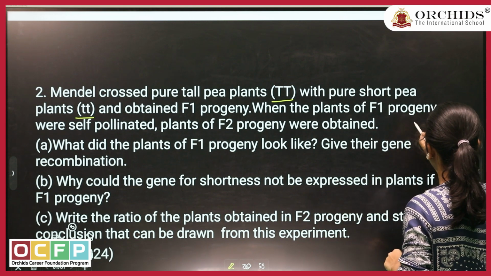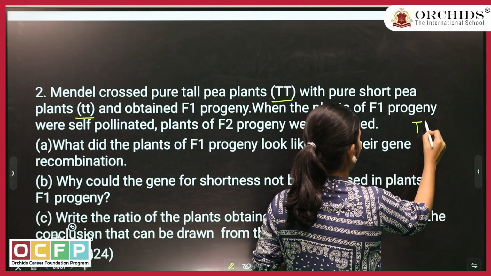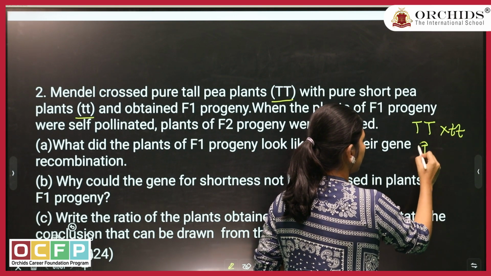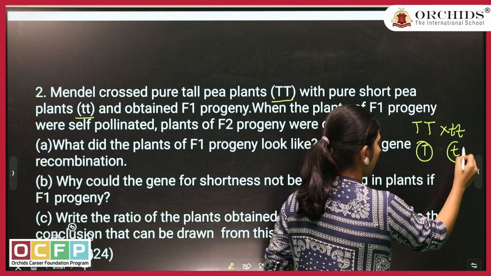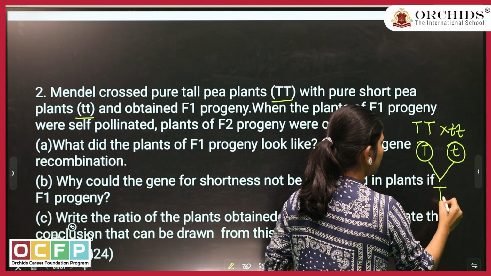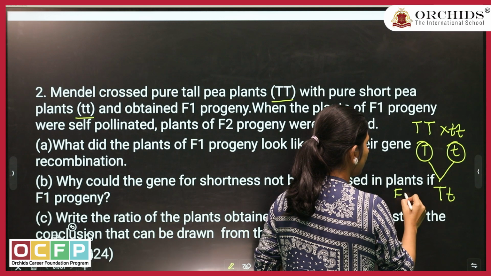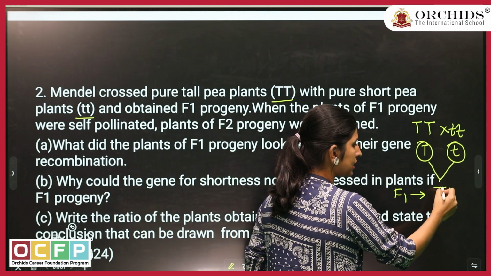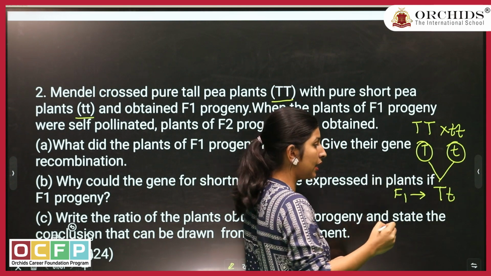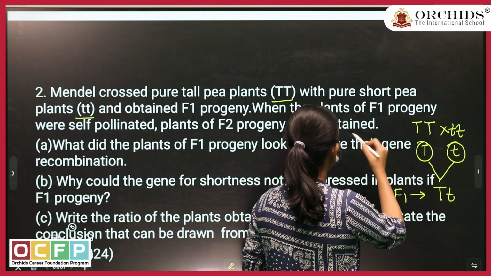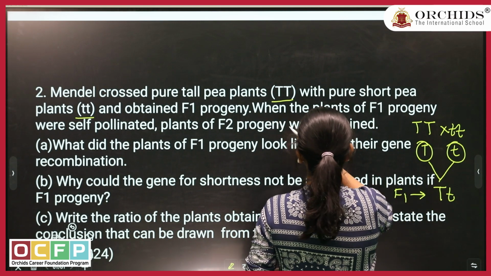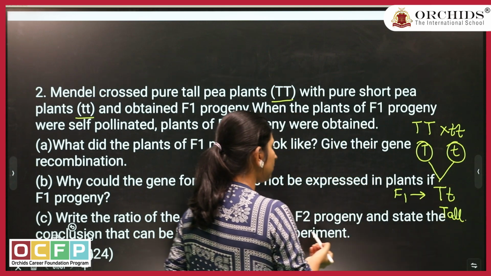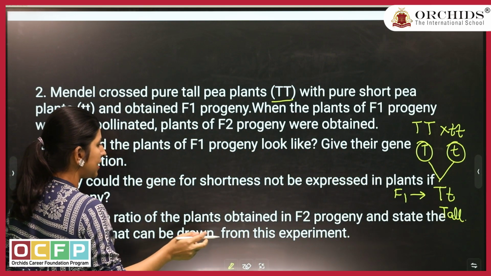Let's do it once. We have one parent crossed with the next parent. These are the gametes and this will be the F1 progeny. So we know that in this case capital T is dominant. So capital T's character is tall pea plant, so the phenotype of this plant will be tall. We already got the answer to question A here.